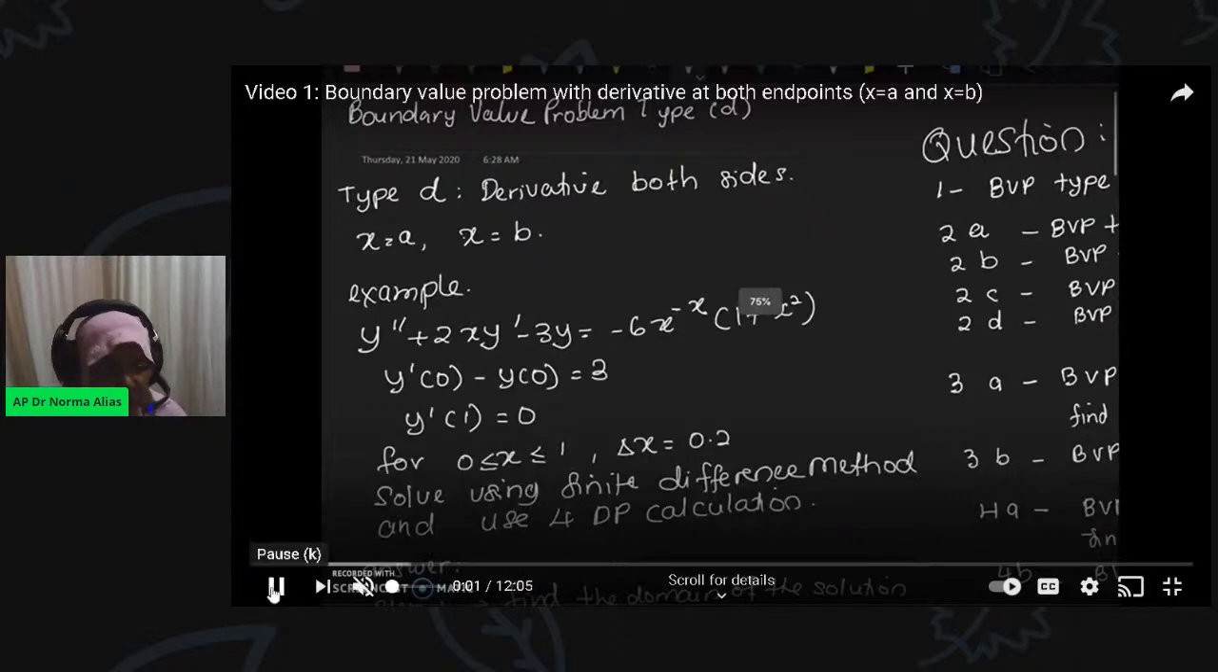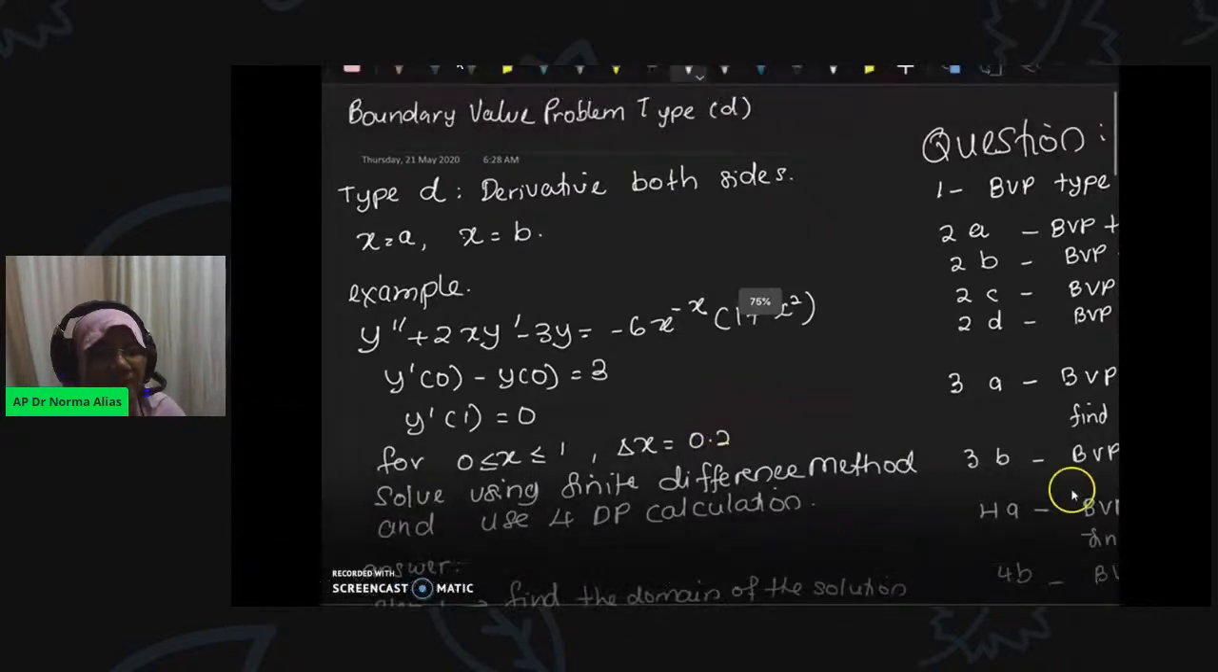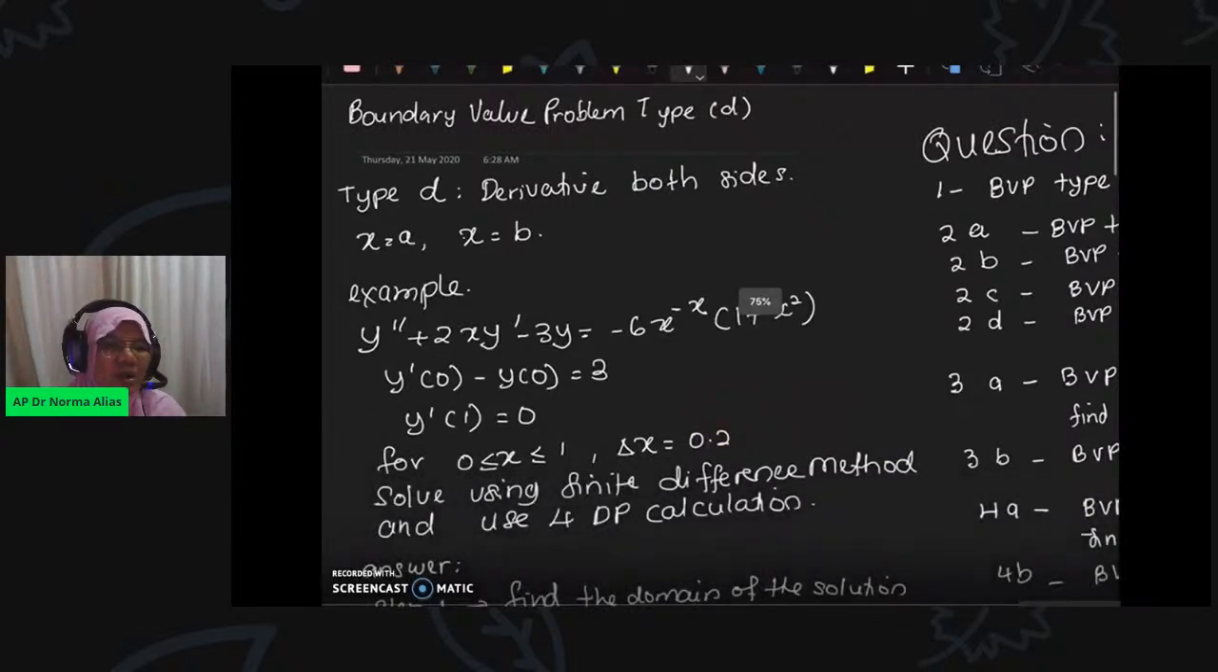So this is the issue. What is the issue? The issue is you have 6 points to find because all the boundaries, all the corners, are derivative. So this is the problem. So you will get a 6 times 6 matrix.